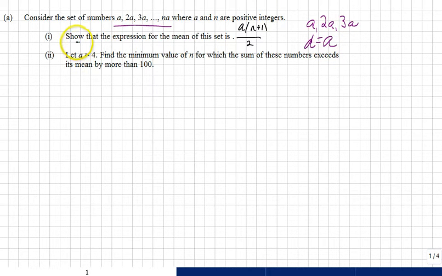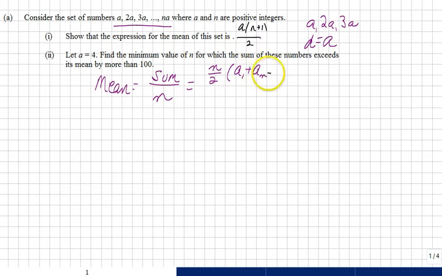Alright, so it says in the first part, show that the expression for the mean, well, you know that the mean would be the sum of all the numbers over the number of numbers, which is n. In general, the mean, the average, is the sum of all the data divided by the number of numbers. So the sum, we can use the arithmetic sum formula, which is n over 2, and then the first term plus the last term. And of course the number of numbers is n.